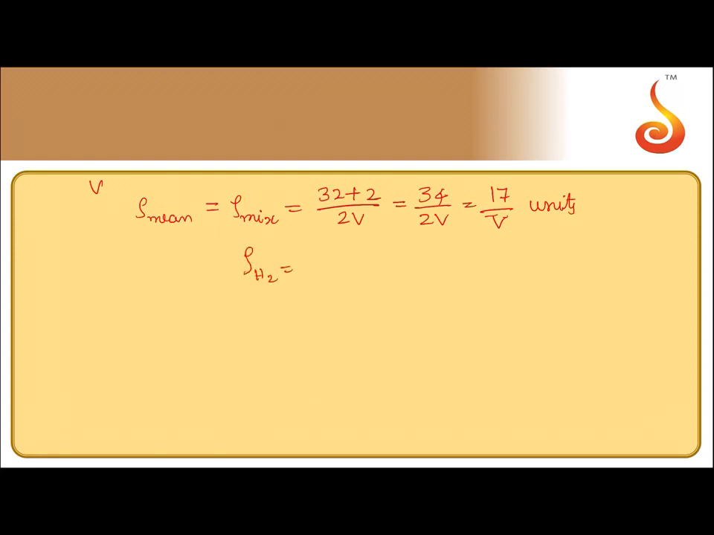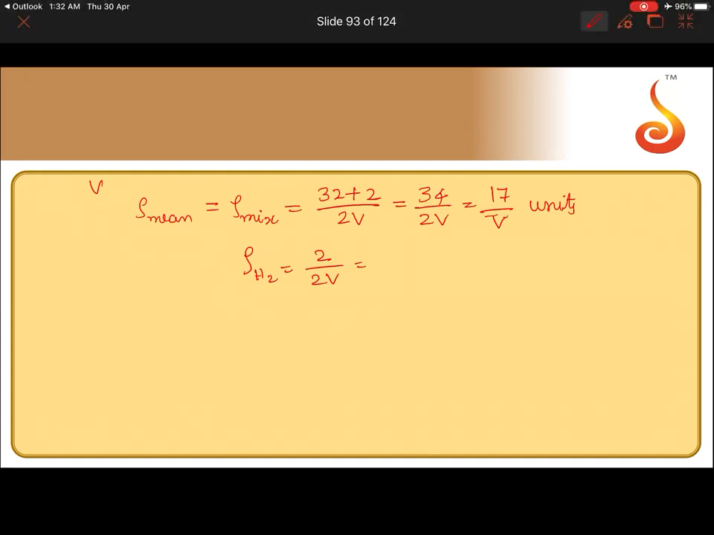Now if I take the density of hydrogen alone in the same container, it should be 2 by V, not 2V, because only one volume we are taking. So it is 2 by V units.